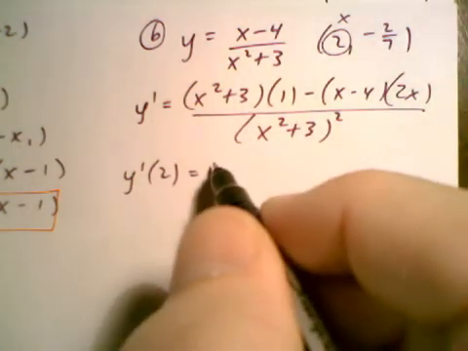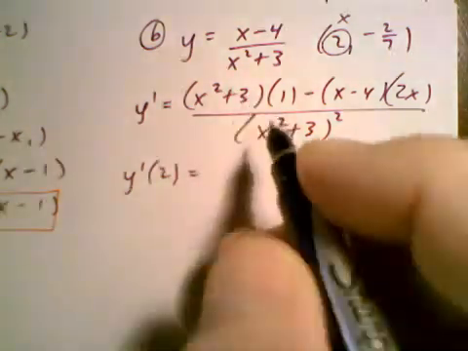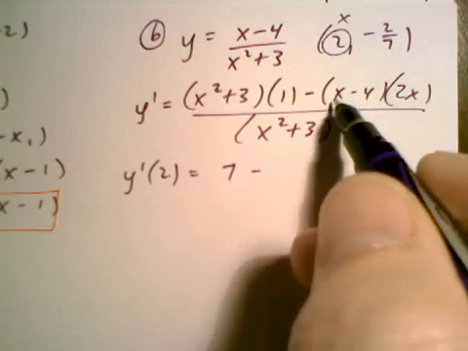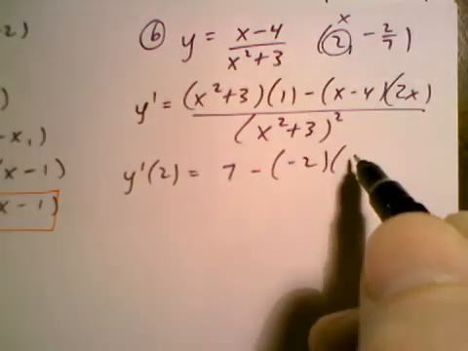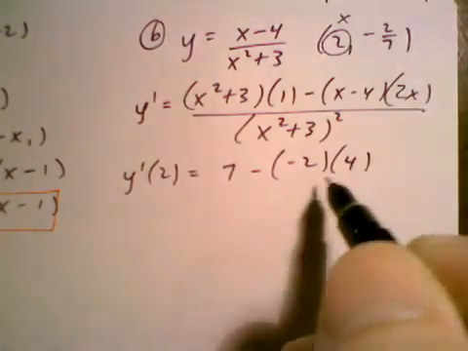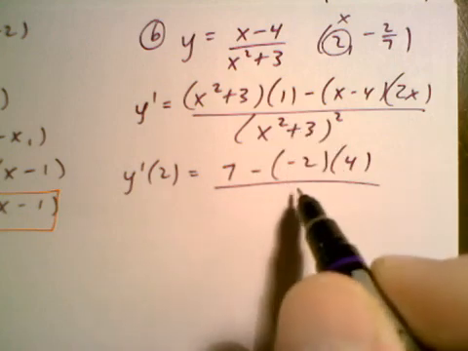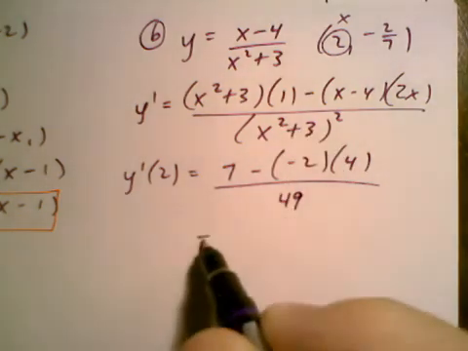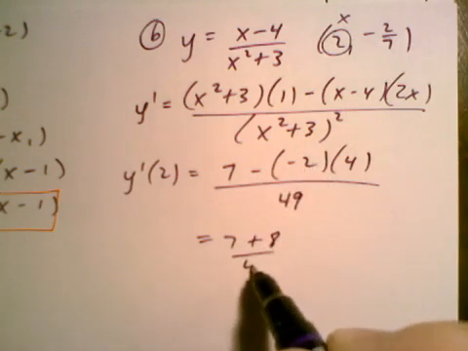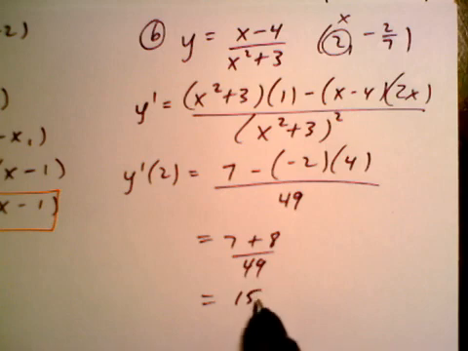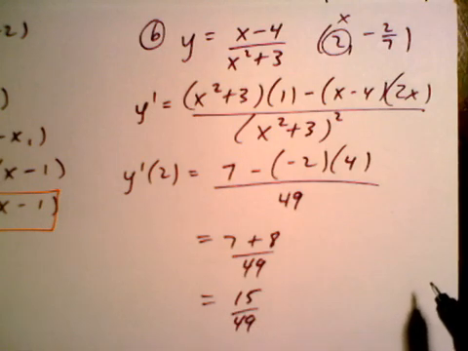Okay, so when you replace x with 2, let's try to do more of this in our heads. 2 squared is 4. 4 plus 3 is 7. Minus, and then this is too much for me to do in my head. 2 minus 4 is negative 2. It's just too easy to make a mistake. 2 times 2 is 4. Okay, that's all over 2 squared is 4, 4 plus 3 is 7, and 7 squared is 49. So we have 7 minus minus, which is plus, plus 8 over 49. And so we get 15 over 49, and that does not factor.